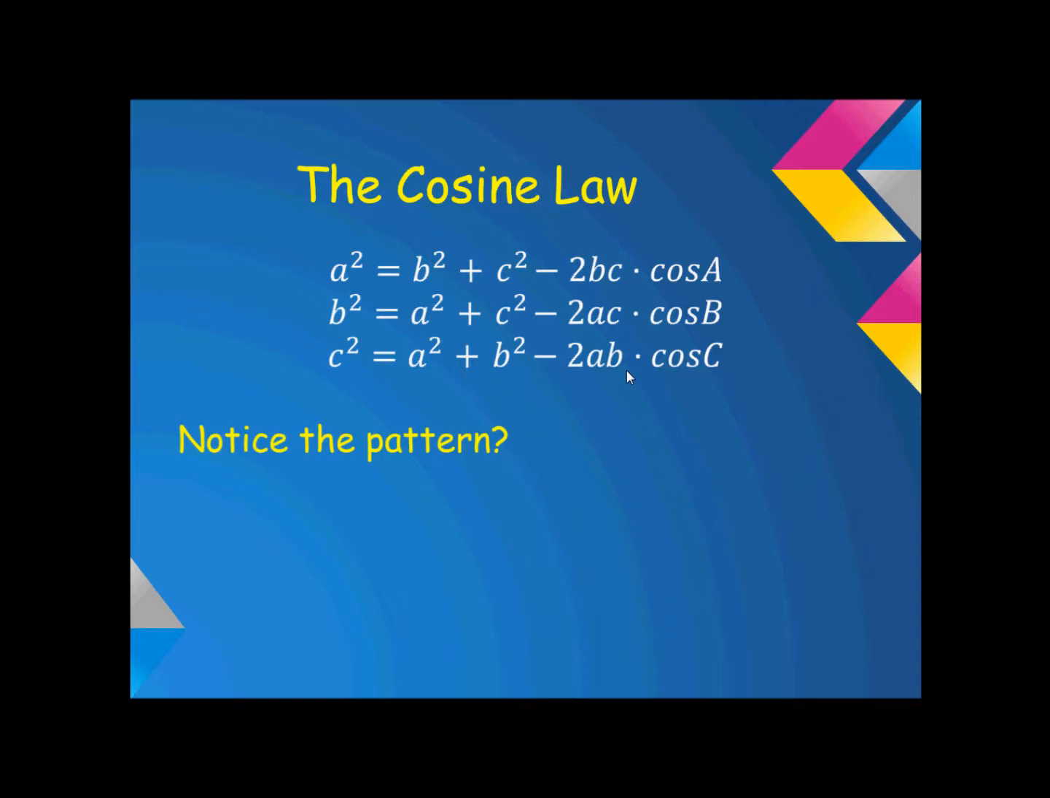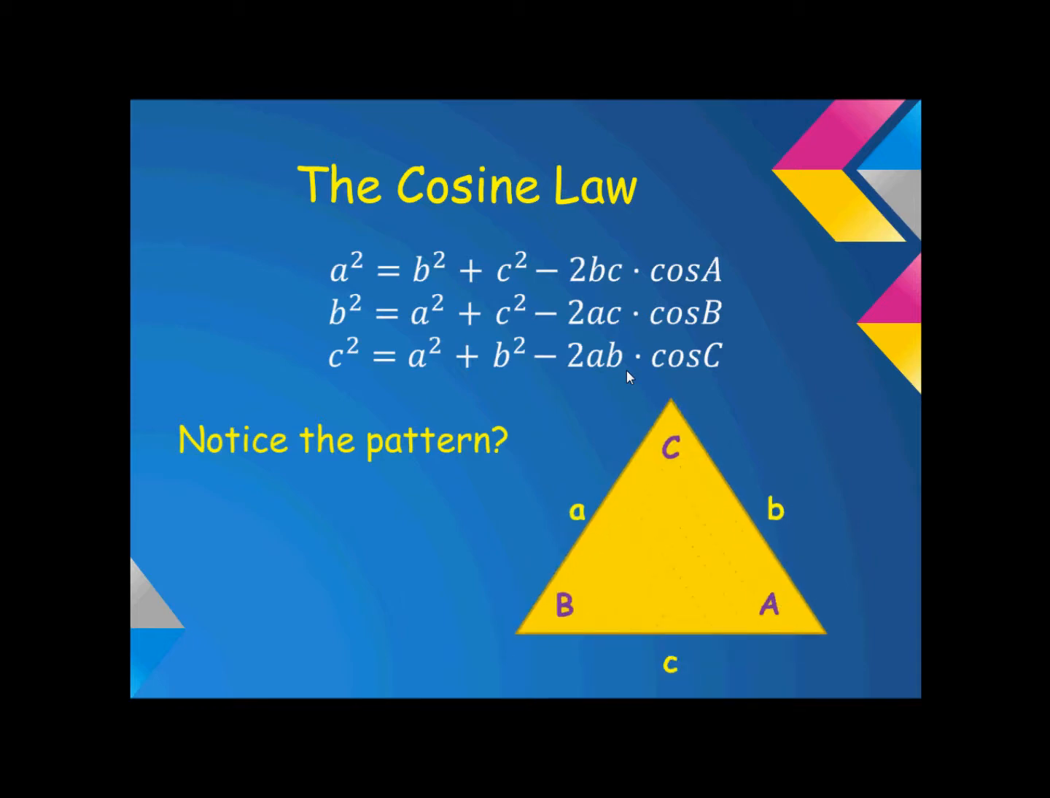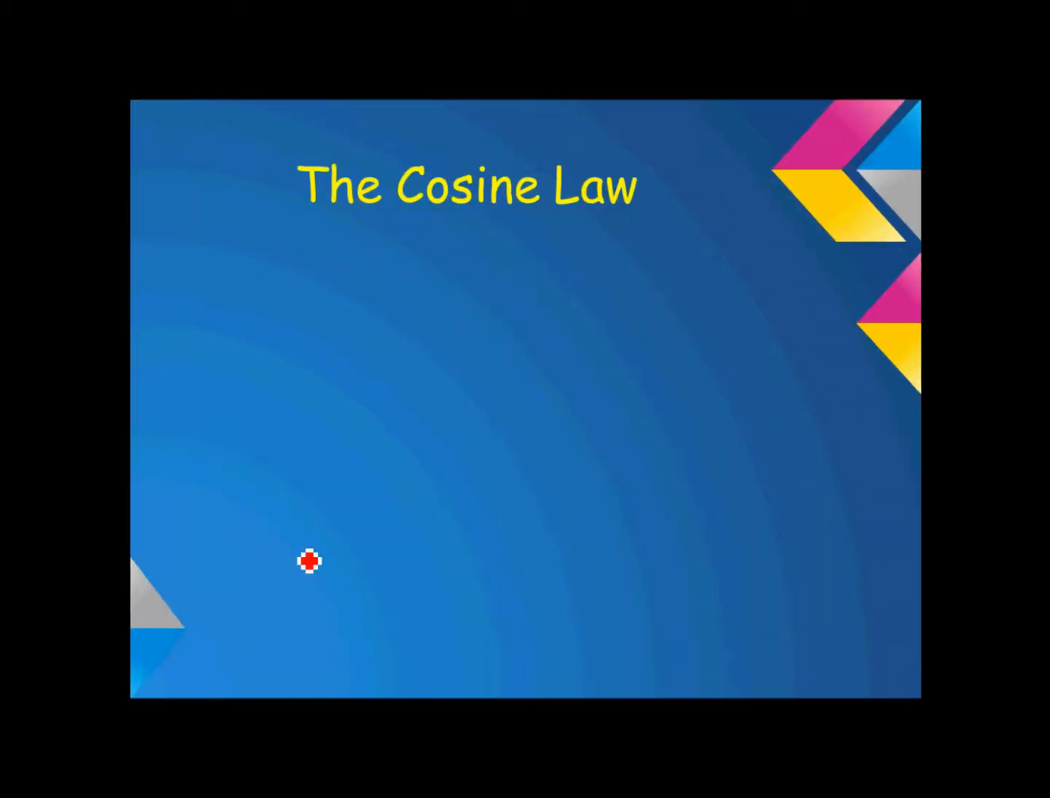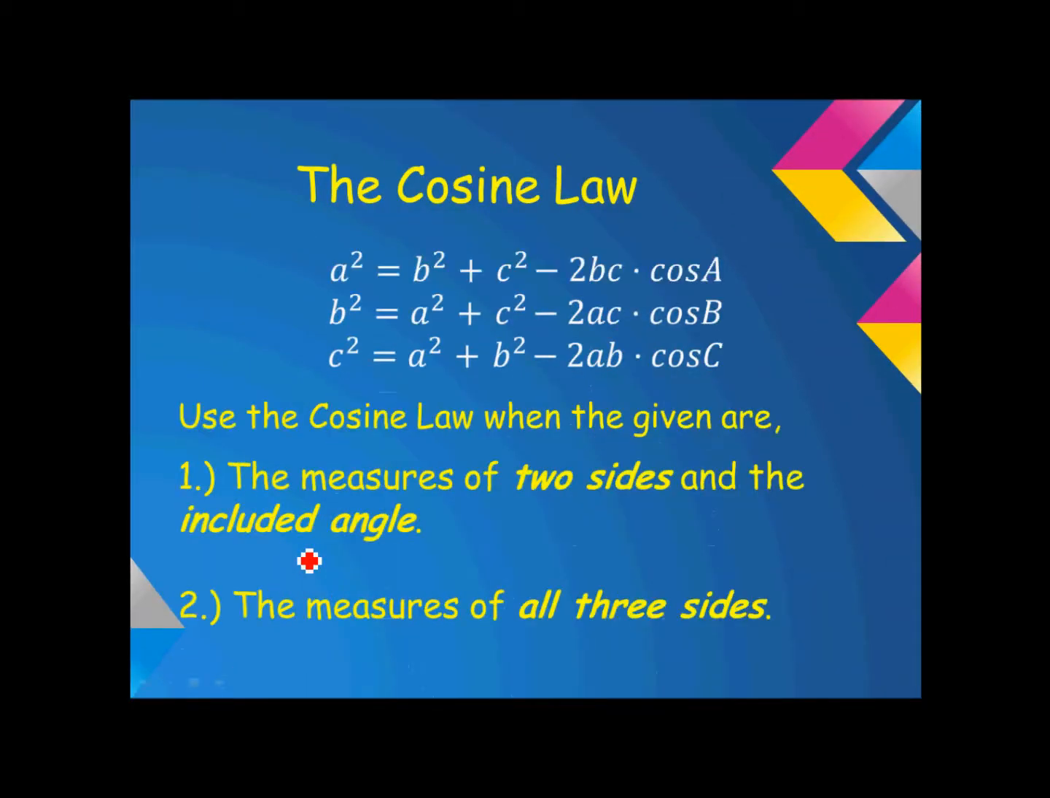Notice the pattern. Angle C is opposite to side C. Angle B is opposite to side B. And angle A is opposite to side A. To use the cosine law, we need the givens. Number one, there should be two sides and an angle given. Number two, all sides are given.